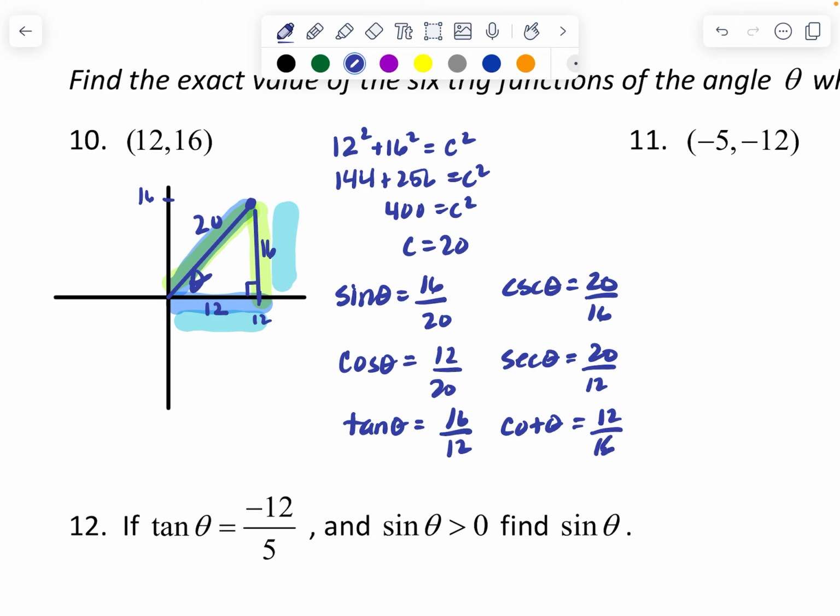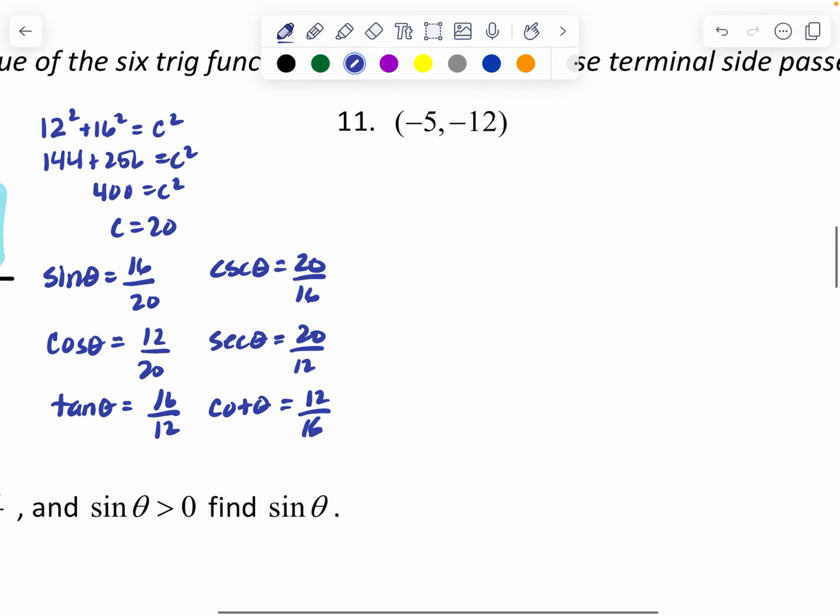And you guys, on the quiz tomorrow, I'm not going to ask for all 6 trig functions. I may just pick 1 or 2, just to make it faster. Okay, number 11. Same idea.